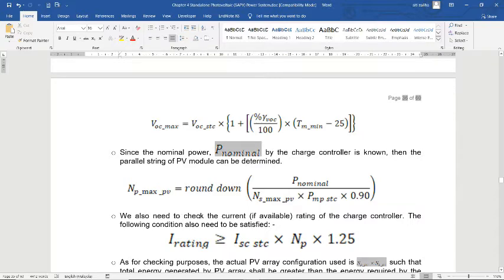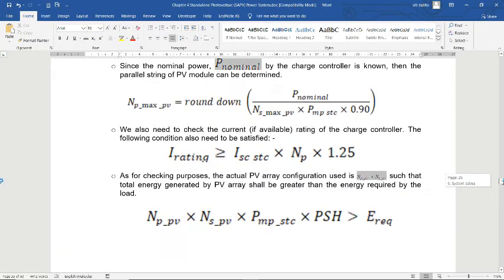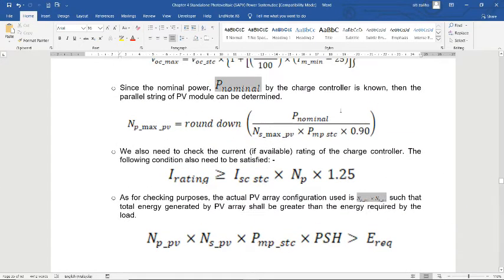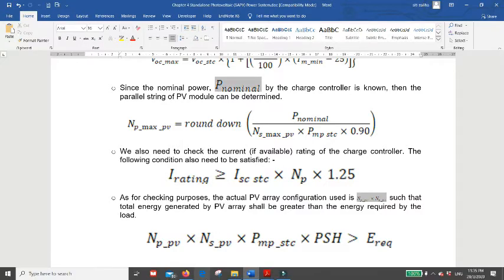So we also need to check the current rating of the charge controller, if available. The following condition also need to be satisfied. Other than power rating, we need to check the current rating. So ISC STC multiply with number of parallel string, because when we parallel the PV module, of course the current will increase. Multiply with 1.25.